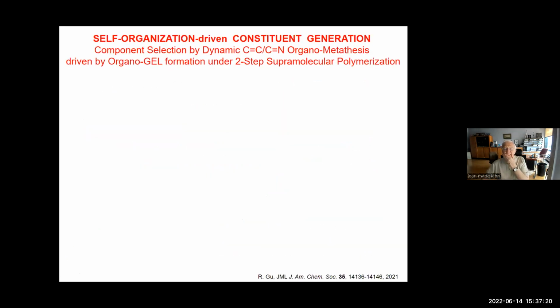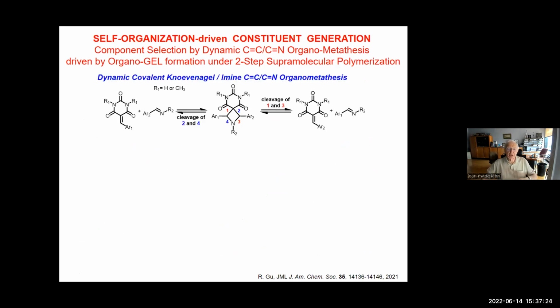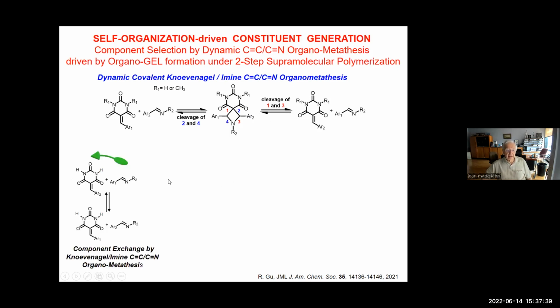wait a minute, this is a bit complicated. Okay, nevertheless, let me show you. We had found that this compound undergoes an exchange reaction, an organometathesis, through a four-membered intermediate. And so you can then build up a system where you have an exchange between R2 and these two units, and R1 and R2.